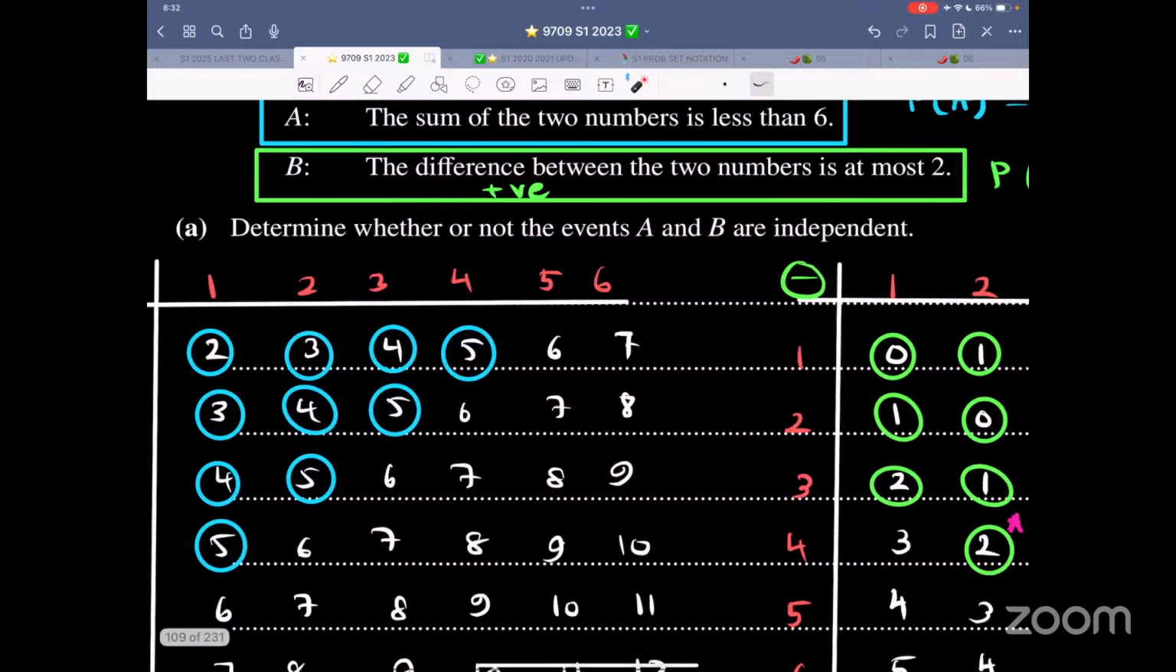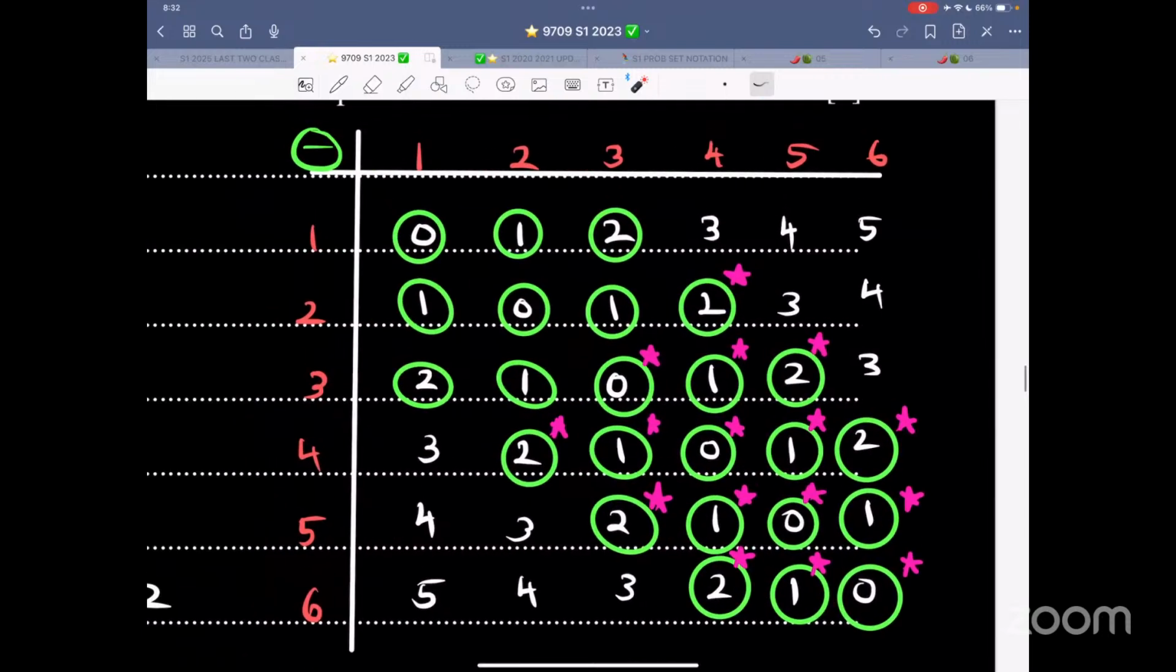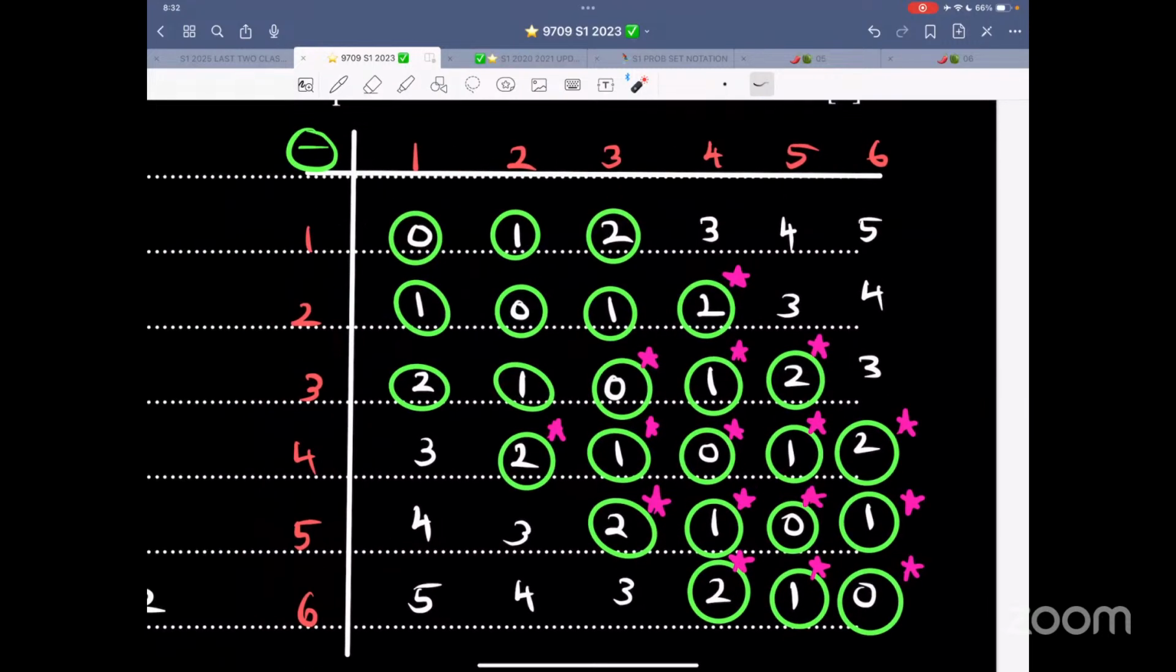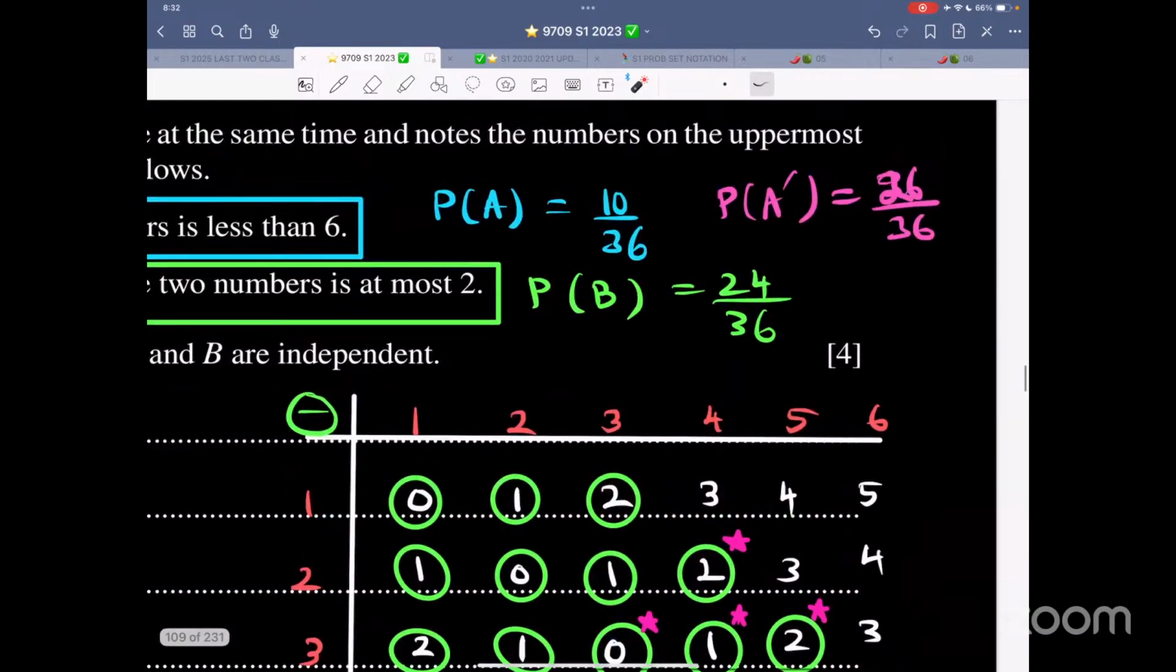Next one, the difference is at most 2. Just ignore the pink stars, they are there for a reason. First, look at the positive difference. These are all the positive differences, and it's at most 2. So 0 is there, 1 is there, 2 is there, and so on across the rows. We have all these over here. So probability of A is 10 over 36, and probability of B is 24 over 36.